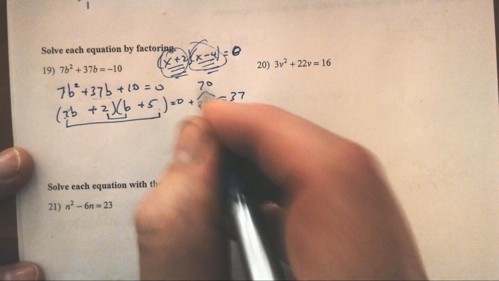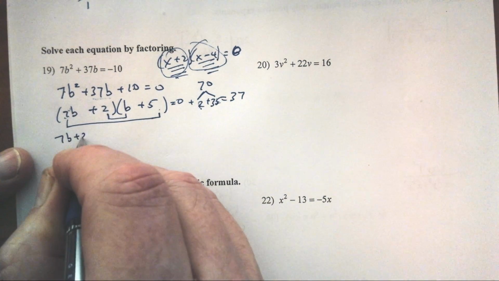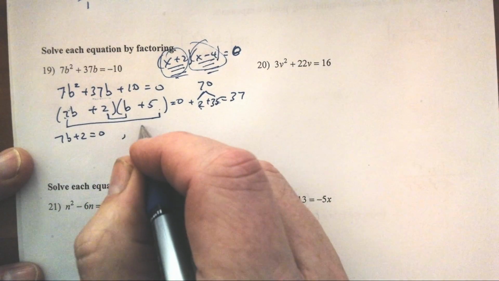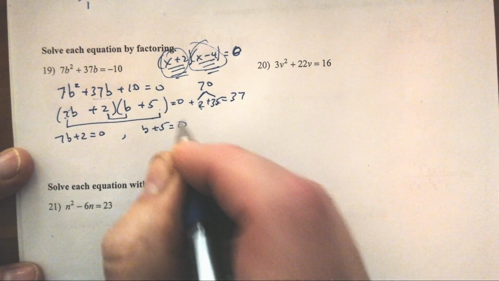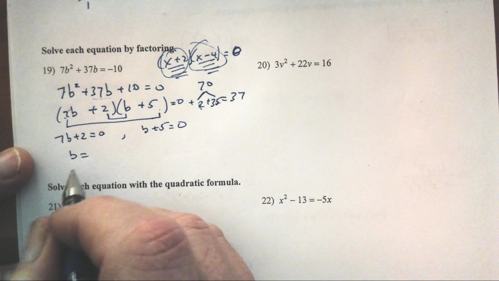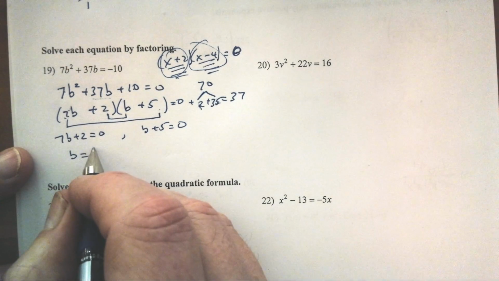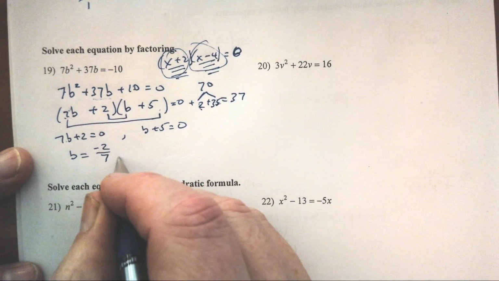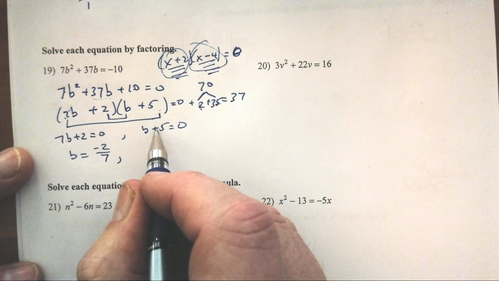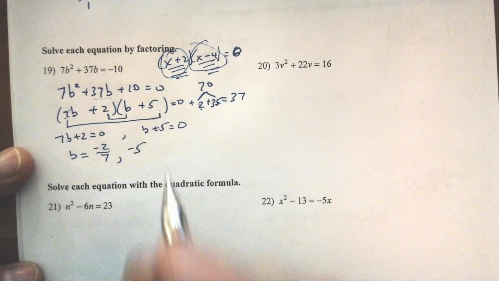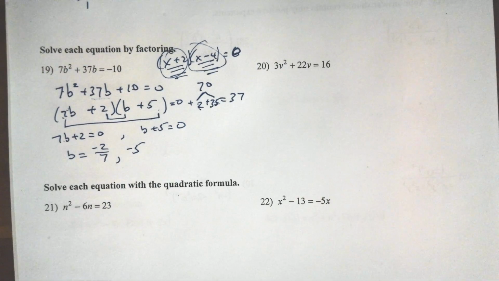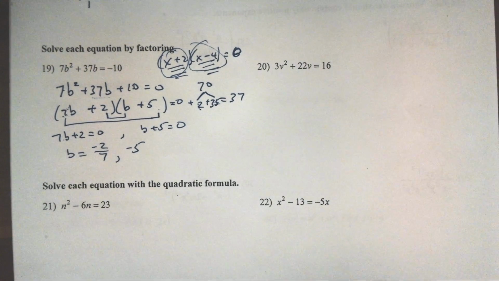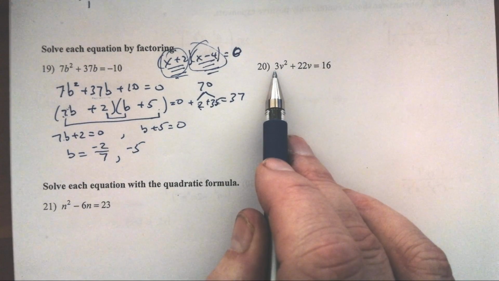If that equals 0, then either 7b plus 2 is 0 or b plus 5 is 0. b would be, let's do this in one step, subtract 2 first and then divide by 7. b would be just subtract 5. Okay. So not the easiest factoring problem, but one that should be within our grasp. Probably be a very good time for you to try number 20.